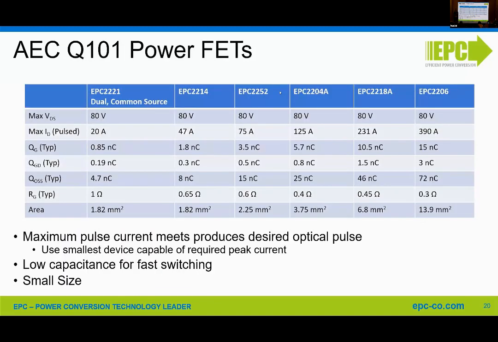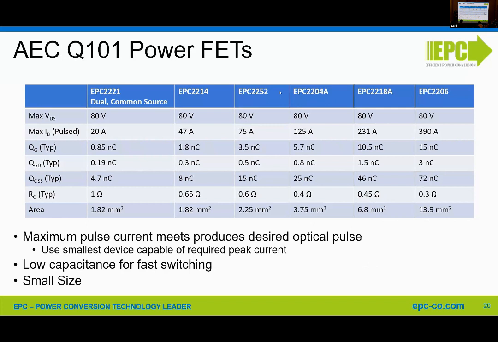So this is taking a look at some of the EPC's AEC-Q101 qualified power FETs. What we have is an assortment of FETs from very low peak current capability to high peak current capability. They range from 20 amps, and in fact, we have some that are lower than 20 amps, to 390 amps.